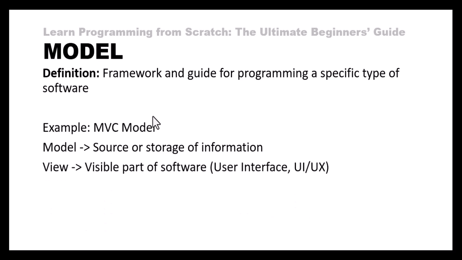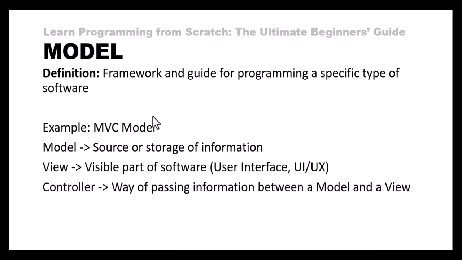Second, the V means a view. This means that when you're following the MVC model, every software needs a user interface, or a visible part that the users can see, sometimes called user interface or user experience. Look at the C. The C stands for controller. A controller is a way of passing information between a model and a view.